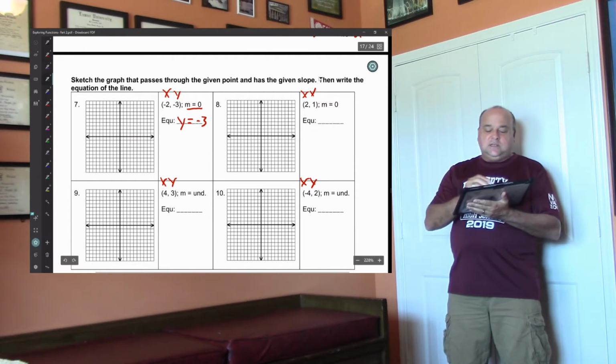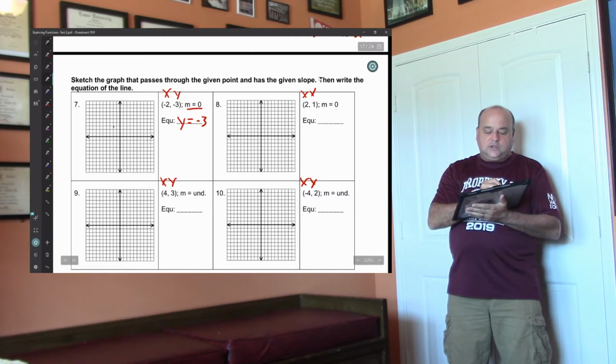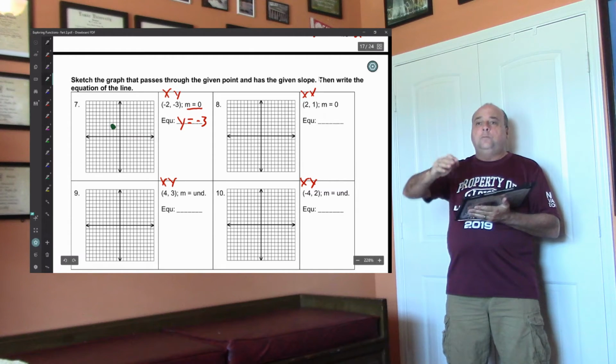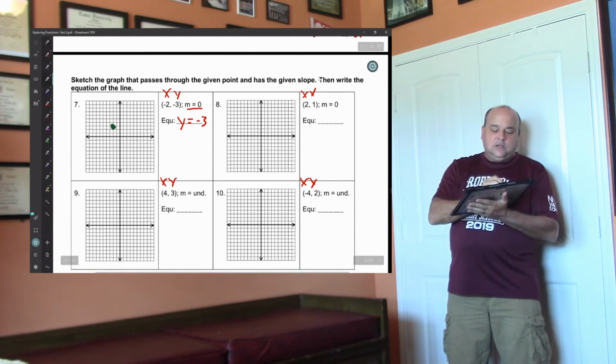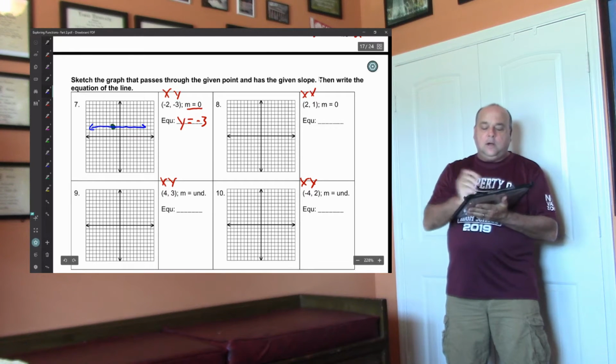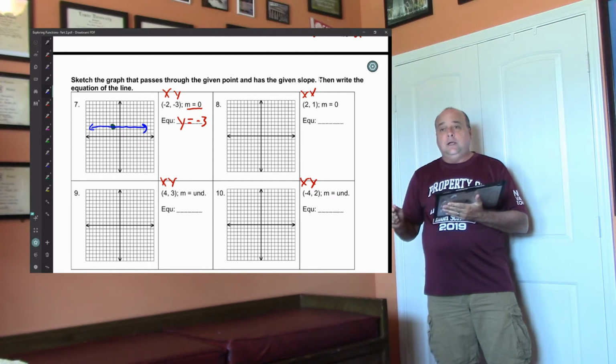Now then, let's graph this dot. Left 2, up 3 is right here. And I want a slope of 0. It's going to be flat, so I'm going to draw a flat line through here. And notice it's y equals -3.